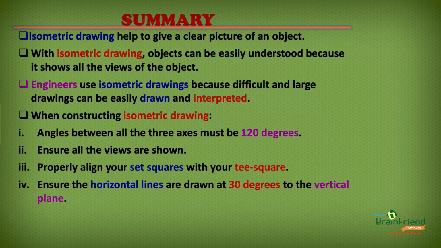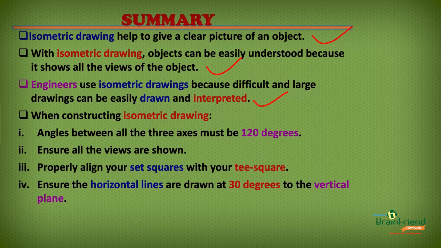We learned that isometric drawing helps to give a clear picture of an object. We also learned that with isometric drawing, objects can be easily understood because it shows all the views of the object. Next, we learned that engineers use isometric drawings because difficult and large drawings can be easily drawn and interpreted. And lastly, when constructing isometric drawing, there are things you must do.